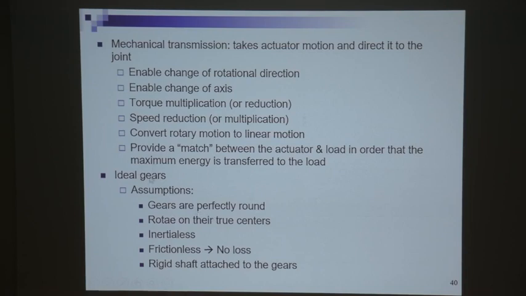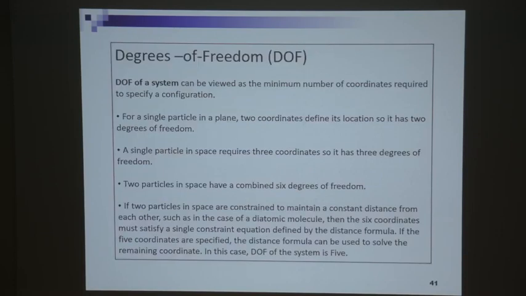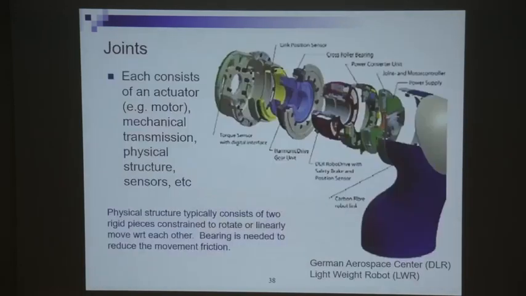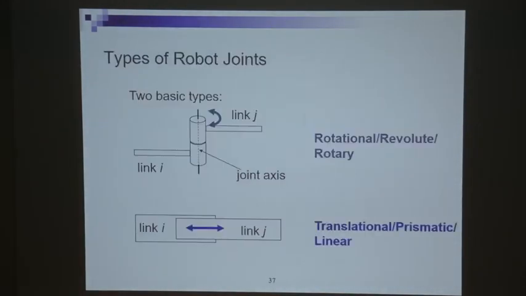So there's something called an ideal gear. Ideal gear means that the gears are perfectly round, rotate on their true center, and are frictionless, so there's actually no loss. And then there's also a rigid shaft that's attached to the gear. So this is a construct of a joint.